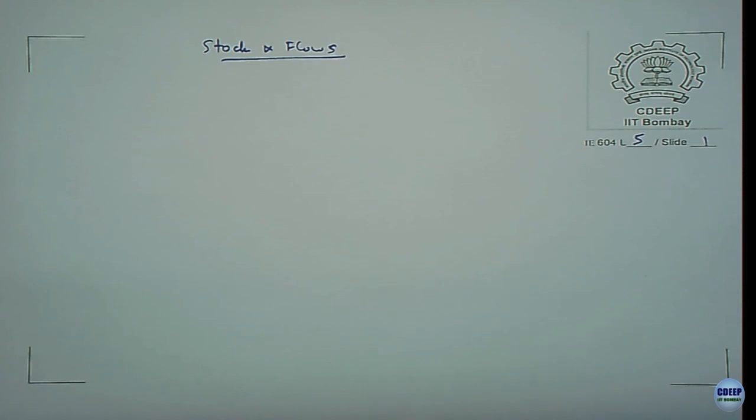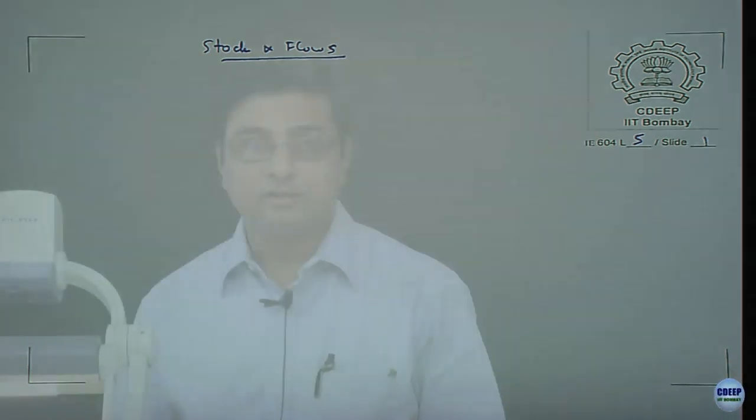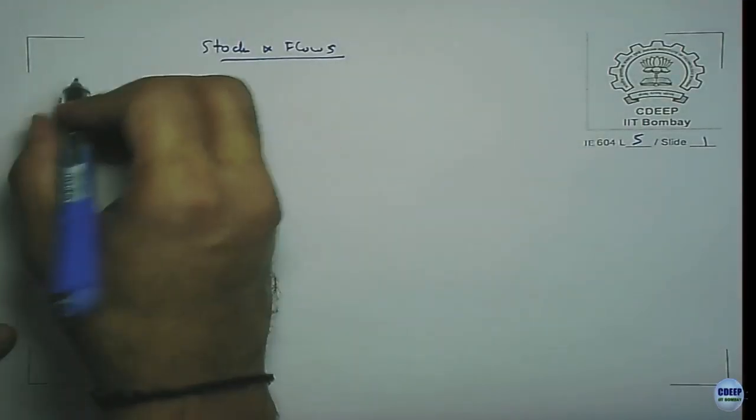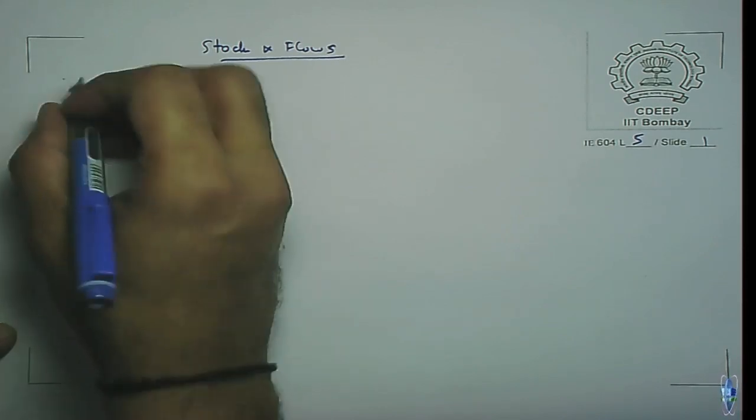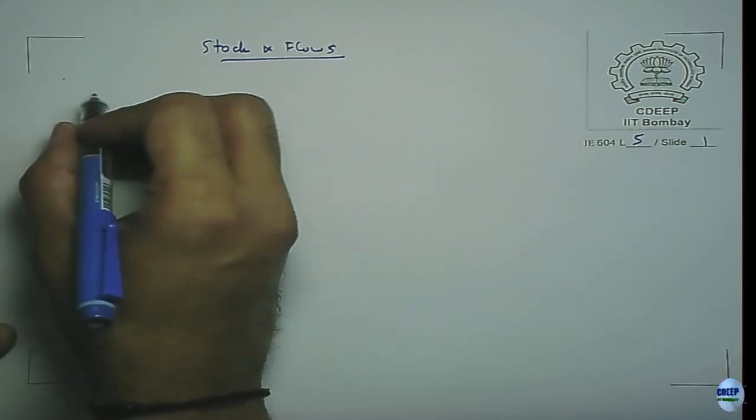Whatever we discussed yesterday, we had looked at the examples for road traffic and road congestion modeling, and various other examples you have been studying. We are just going to be modeling it as stocks, flows, and auxiliary variables. That's it.